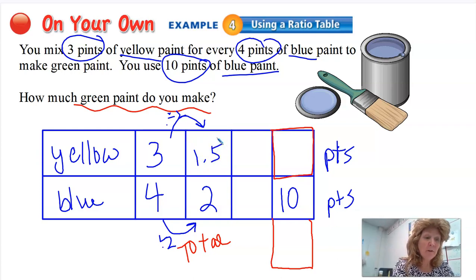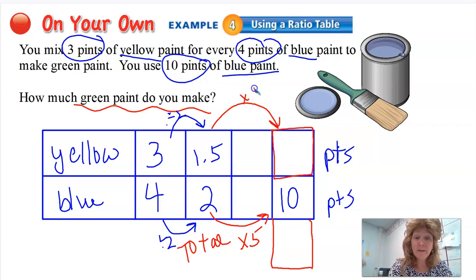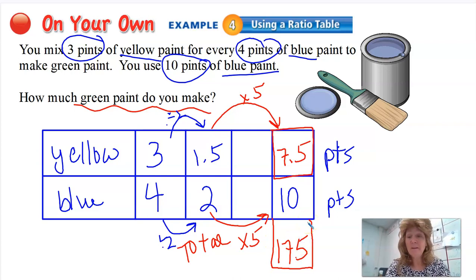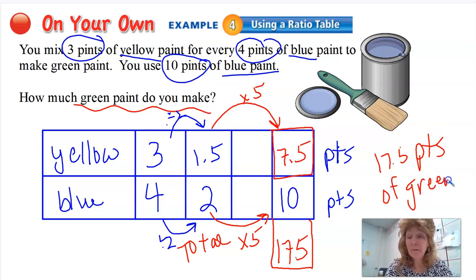And then when I swoop again, when I go from 2 to 10, it's times 5. So 1.5 times 5, and that's the decimal number, and I get 7.5. Now I'm going to add the 10 to get a total, and my total is 17.5. So I made 17.5 pints of green paint altogether. Okay, good luck with the homework.